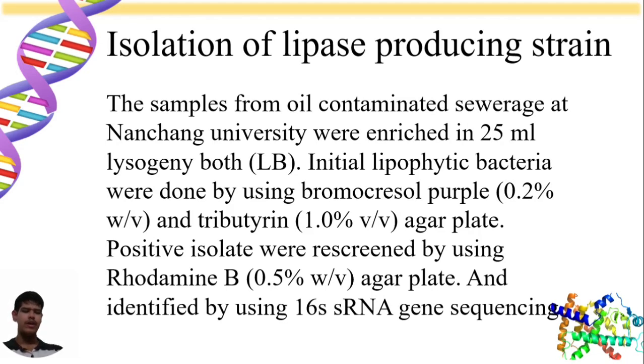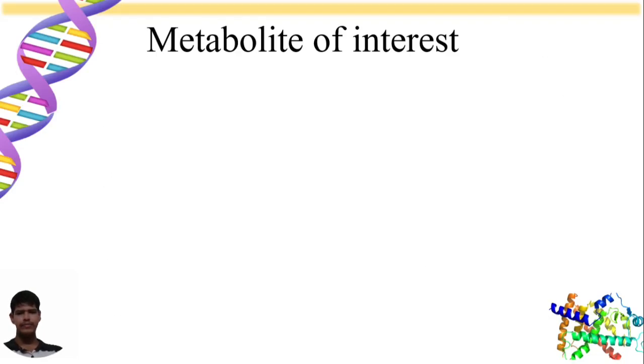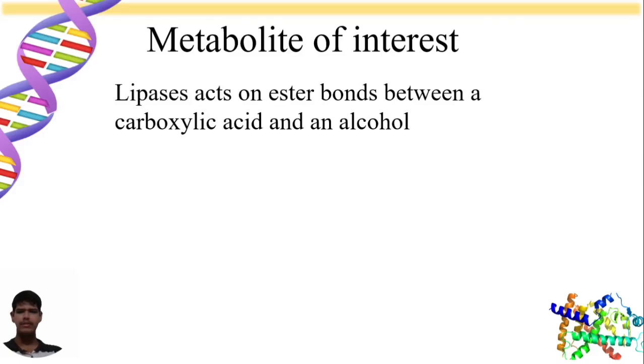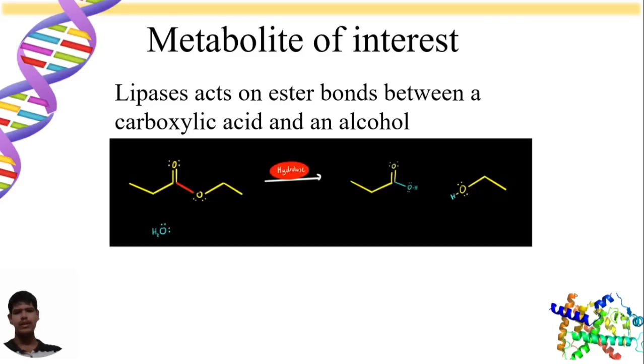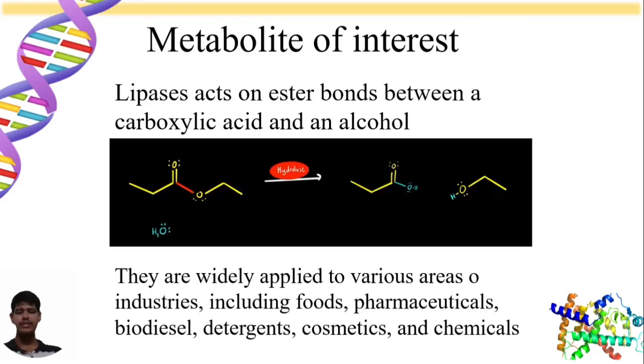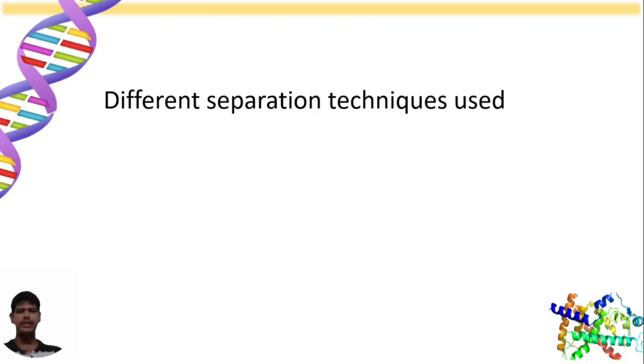Lipases are hydrolytic enzymes which break down lipids into fatty acid and glycerol. What happens is lipases act on ester bonds between the carboxylic acid and alcohol. It is widely used in various areas such as industries, including food, pharmaceutical, biodiesel manufacturing, detergent, cosmetics, and various chemical manufacturing. The different separation techniques used.